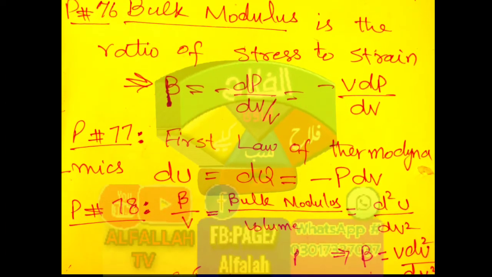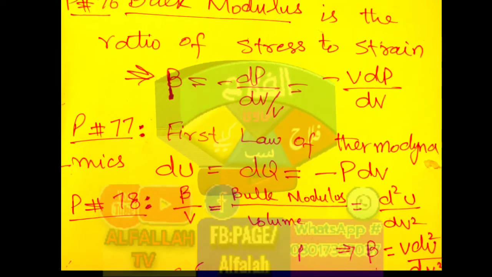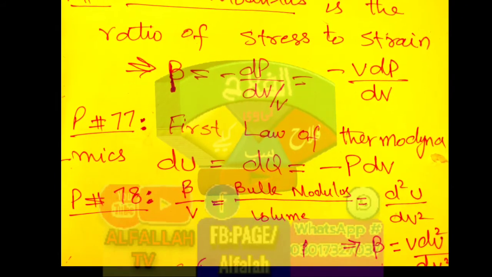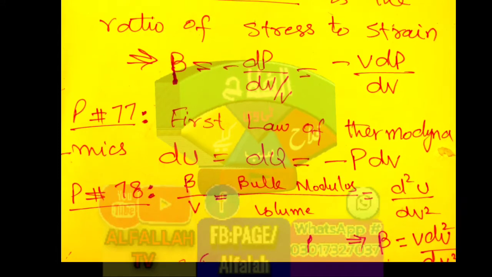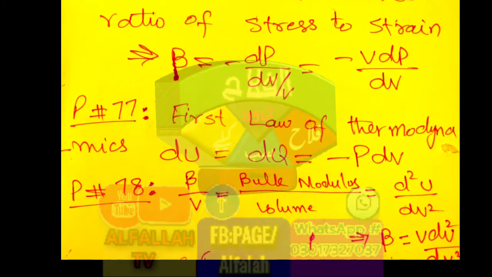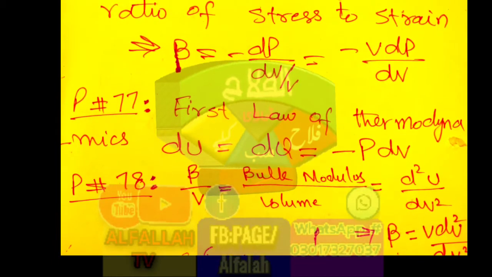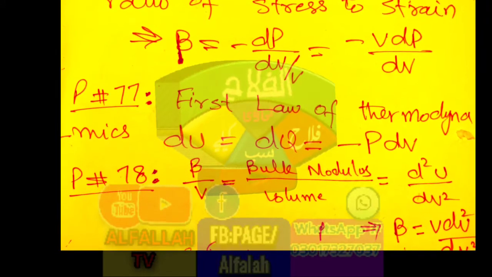Modulus is the ratio of stress to strain. It implies that B is equal to minus dP over dV over V, which is equal to minus VdP over dV. Point number 77, first law of thermodynamics, dU is equal to dQ minus PdV. So these equations become, in point 78, P over V, bulk modulus over volume is equal to d square U over dV square, P is equal to d square U over dV square.